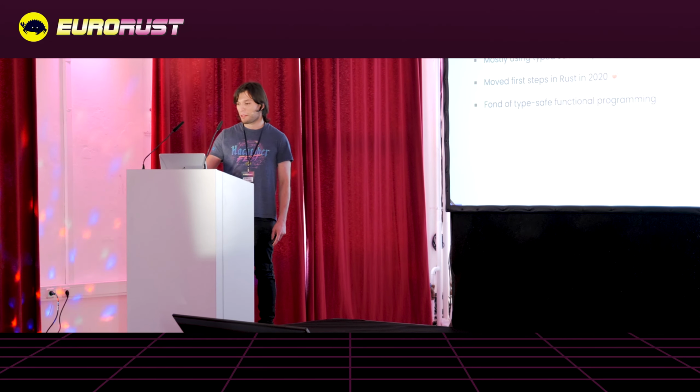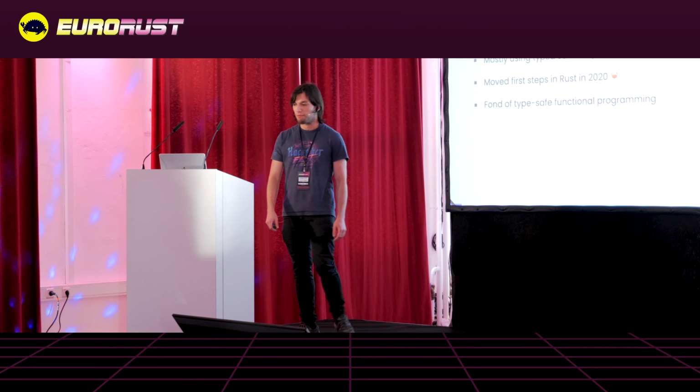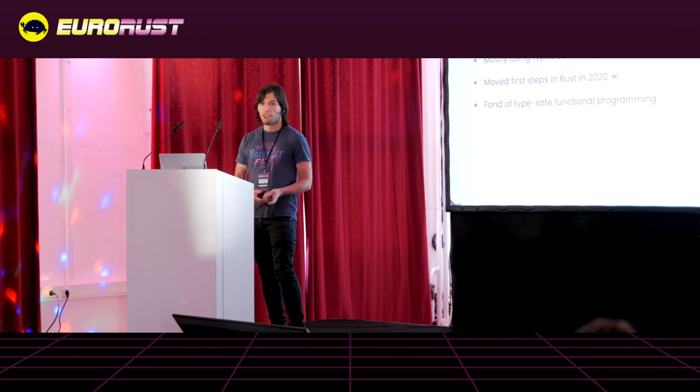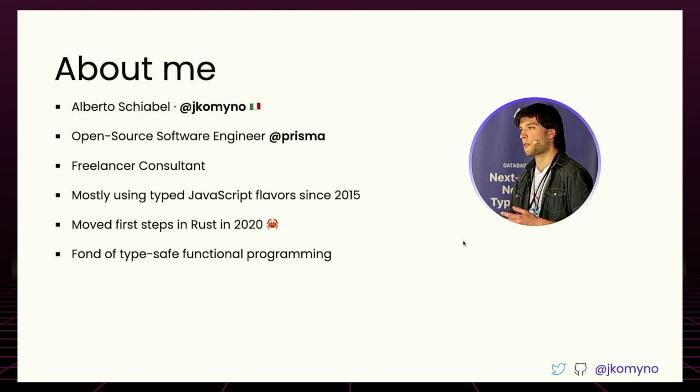So a little bit about me. I'm Alberto Schiabel, alias Jcomino on GitHub. I'm an open source engineer at Prisma, but I'm also a freelance consultant. I've been mostly working with Node.js and TypeScript since 2015, but I've also tried a few other languages like C++ and Haskell. More recently, I've been really enjoying Rust since 2020, and I'm fond of functional programming.